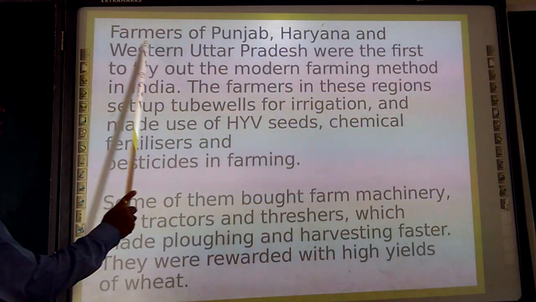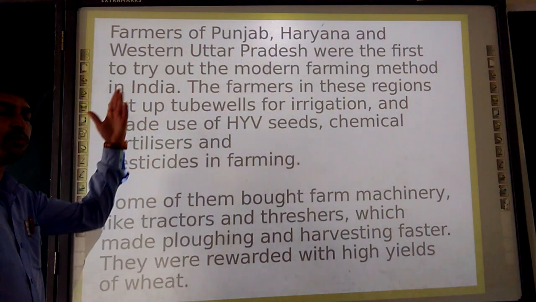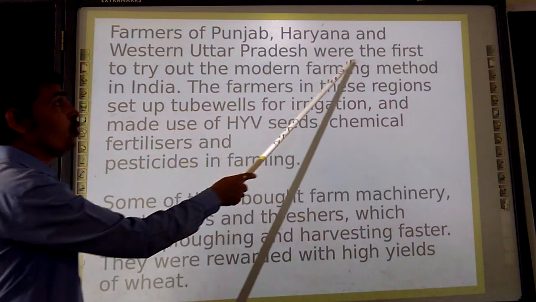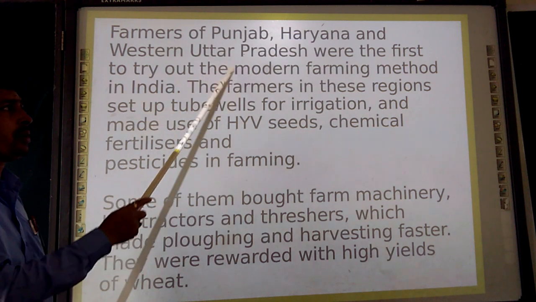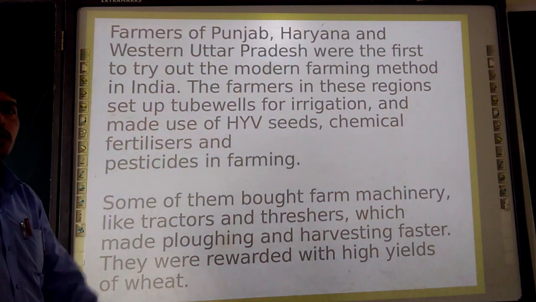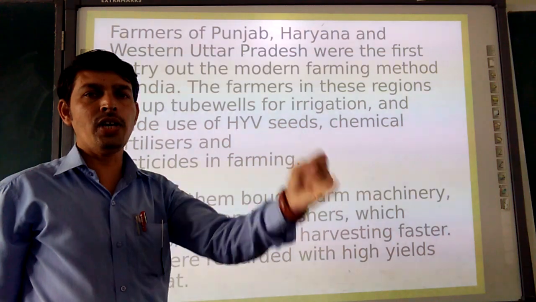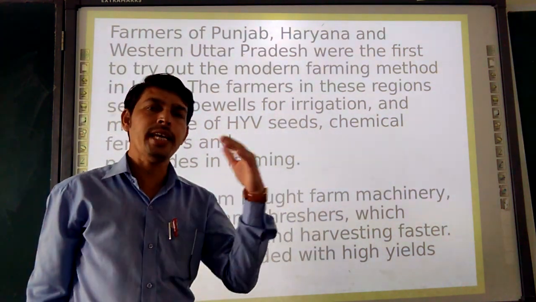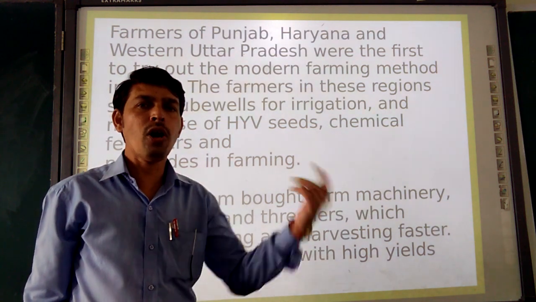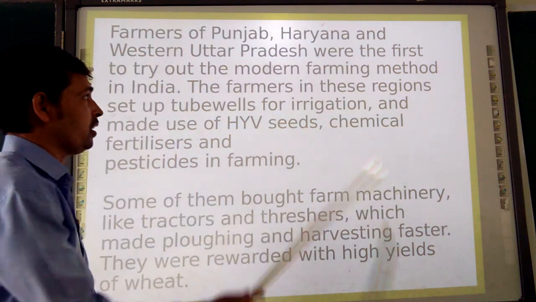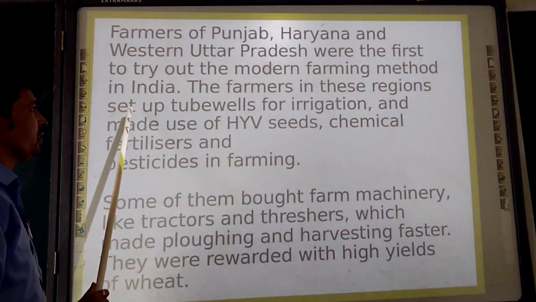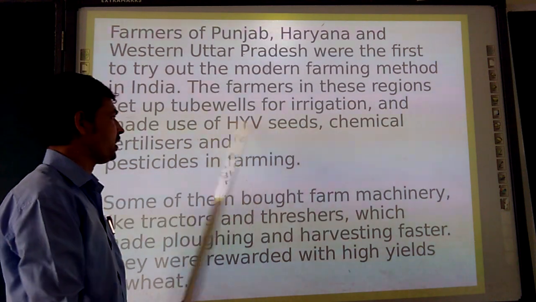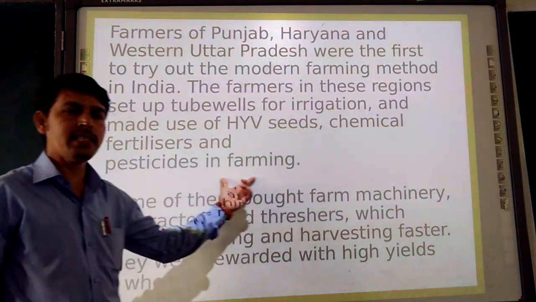Next, farmers of Punjab and Haryana, the northern part of India, and western Uttar Pradesh were the first to try out the modern farming methods in India. So the three states are Punjab, Haryana and western Uttar Pradesh. They adopted the modern farming method on a trial basis, and what was the result? The farmers in this region set up tube wells for irrigation and made use of HYV seeds, chemical fertilizer and pesticides in farming.